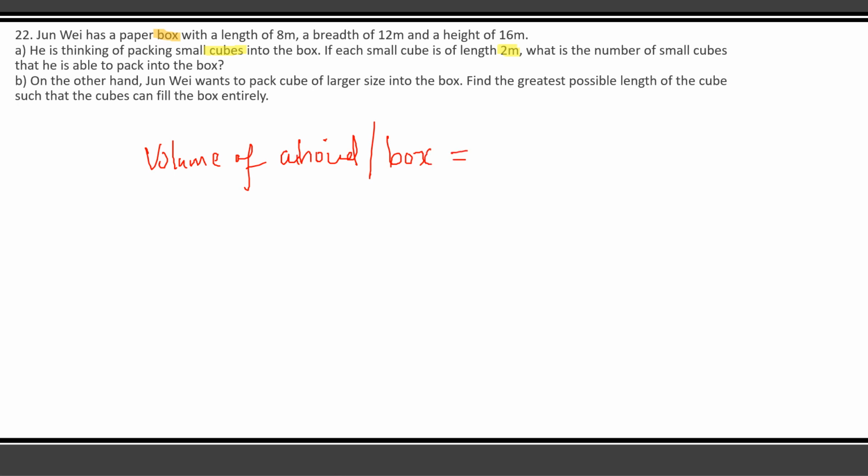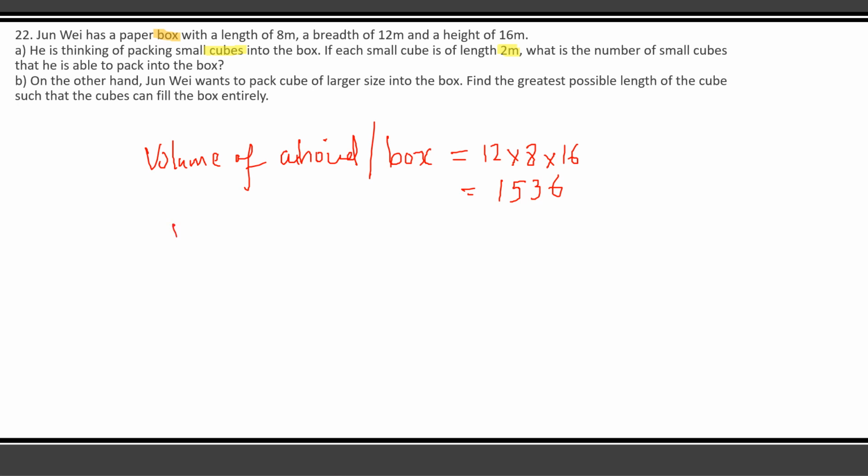That is equal to 12 multiplied by 8 multiplied by 16, right? Whichever number you take first, length multiplied by breadth multiplied by height, that will give you the same number, right? So let's find out what 12 multiplied by 8 multiplied by 16 gives us. That is 1536.